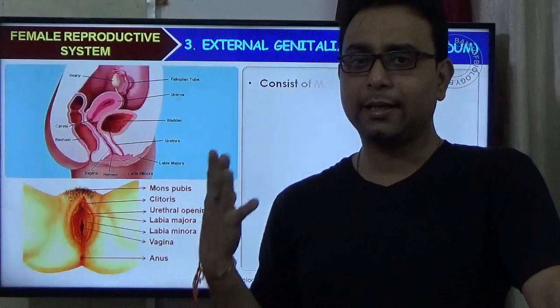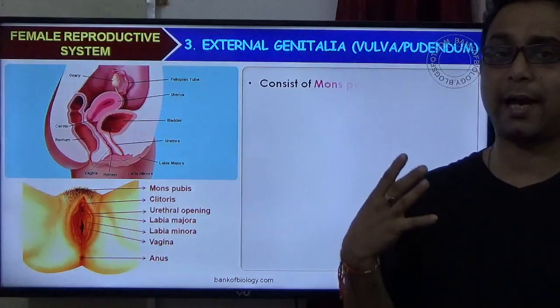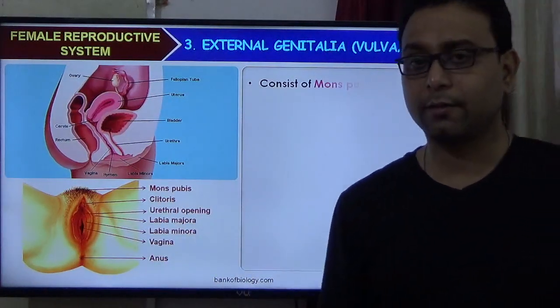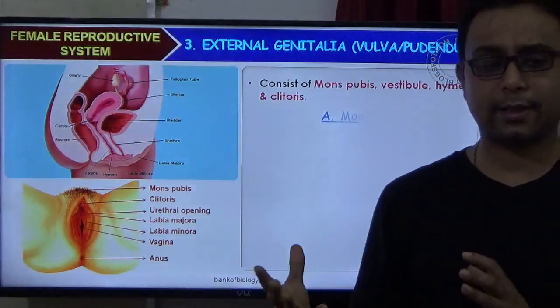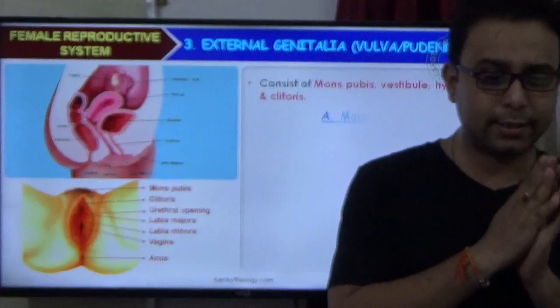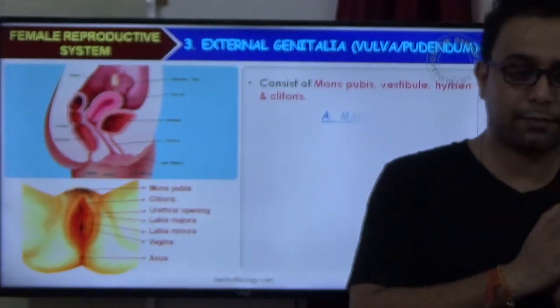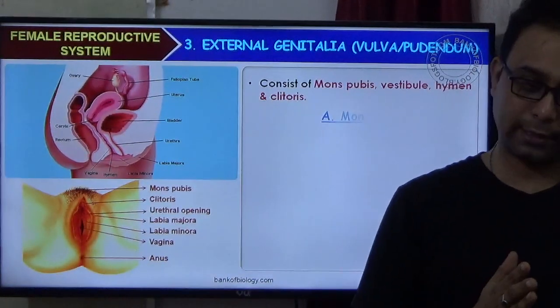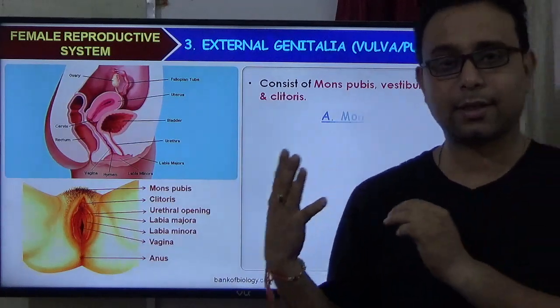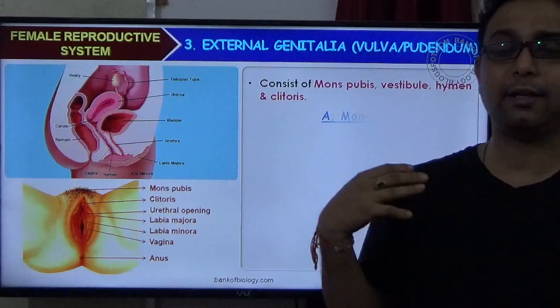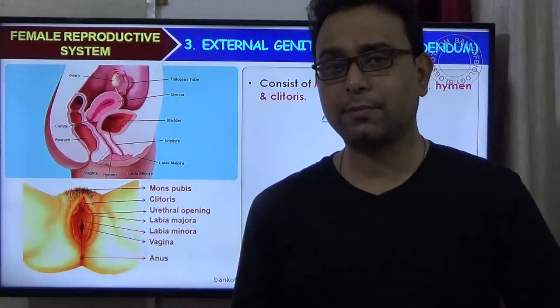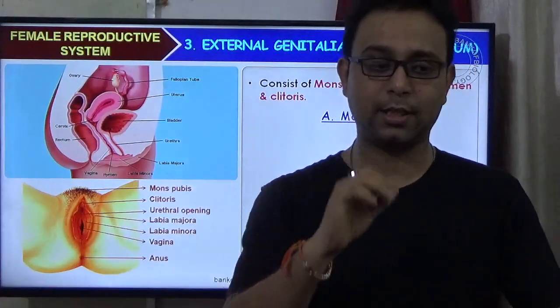the female part. Their most important function is protection, but an important sensitivity function is also there. So what is there? In the external genitalia, there is the mons pubis, the vestibule, the hymen, the clitoris, and the labia majora and labia minora. All of these parts belong to the external genitalia.